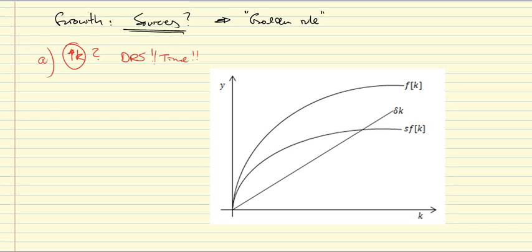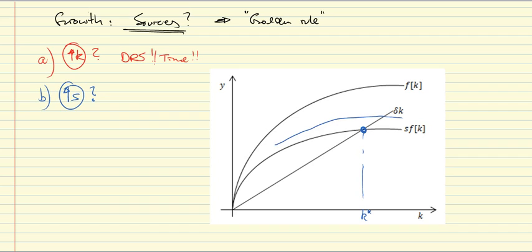So second, what's another candidate? Well, suppose that we already are at the steady state. So we are at this point, we're at K star. Then what can we do to increase income per capita? A candidate might be to increase the savings propensity. What happens when we increase the savings propensity?